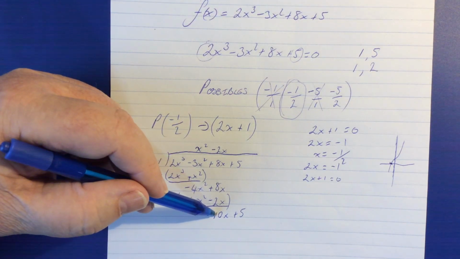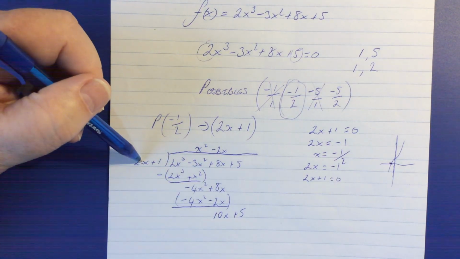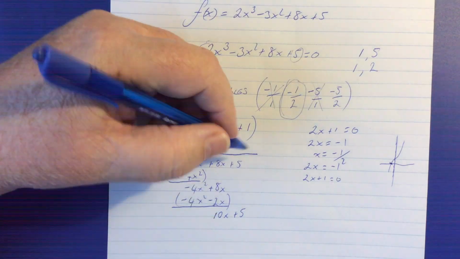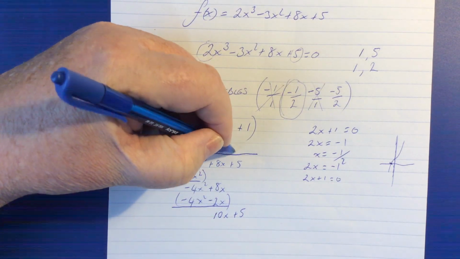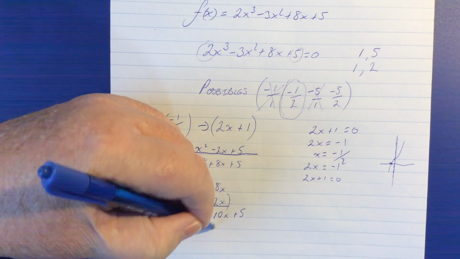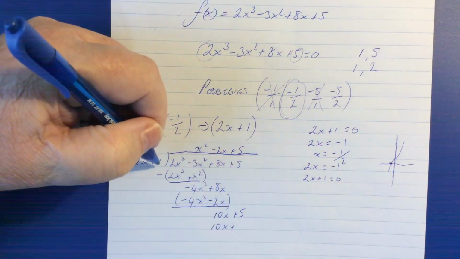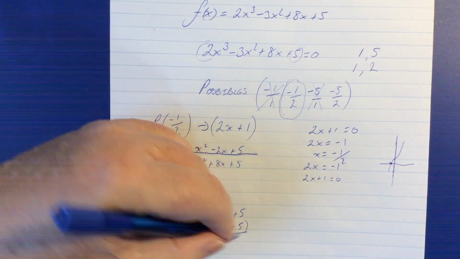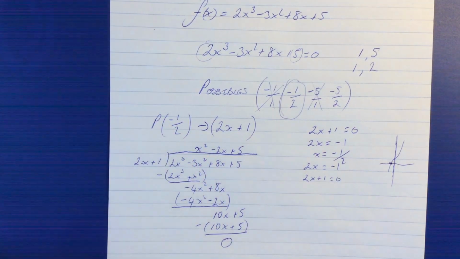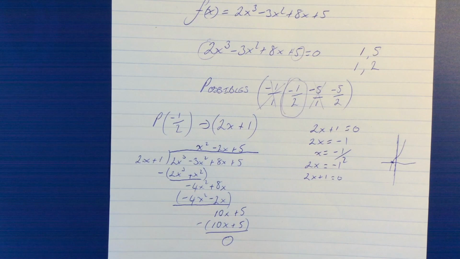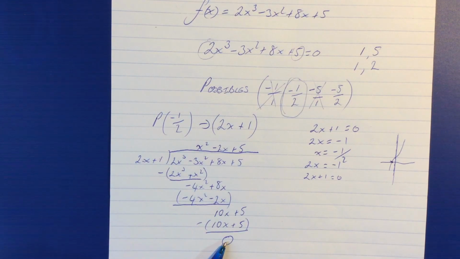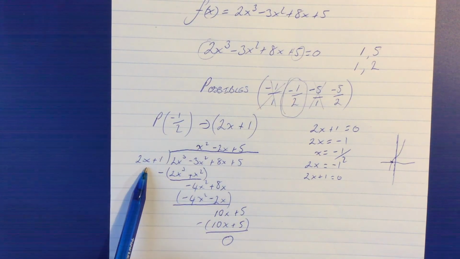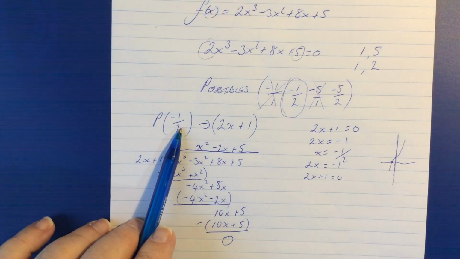What do I do to 2x to get 10x? Well, I multiply it by 5, and I get 10x plus 1 times 5, 5. Do the subtraction, and the answer is 0. Now, technically, we have answered the question. We have found, because this remainder is 0, we have found a factor and a solution.